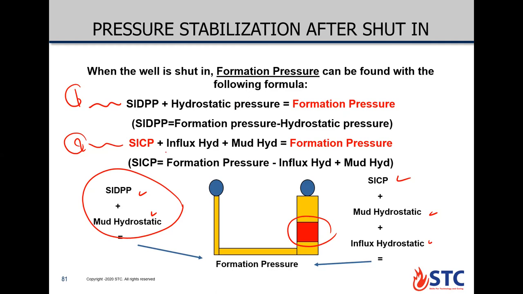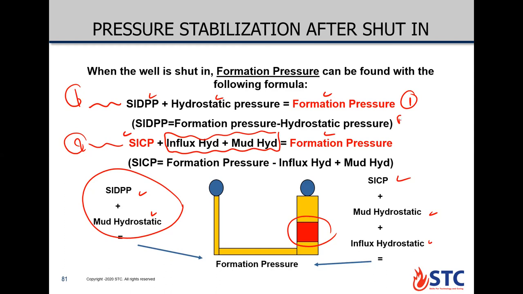So in your opinion, to get the formation pressure, which side is easier? Anyone could share? Drill string. Yeah, from drill string. Okay, so we're gonna start from drill pipe. We have shut in drill pipe pressure and we have mud hydrostatic pressure. So now we have formation pressure, okay? Then we're gonna substitute in this equation. We have formation pressure and we have shut in casing pressure, but we still don't have influx hydrostatic or mud hydrostatic, okay?